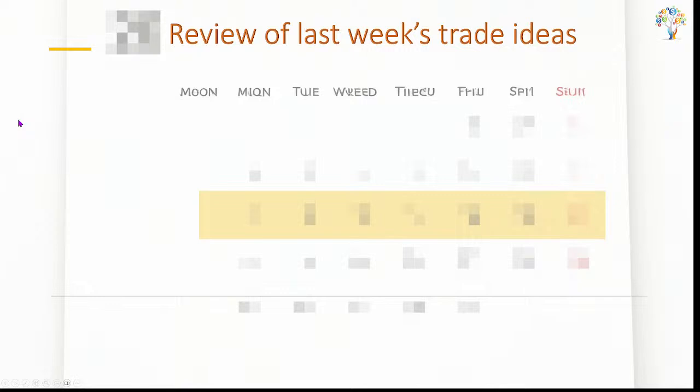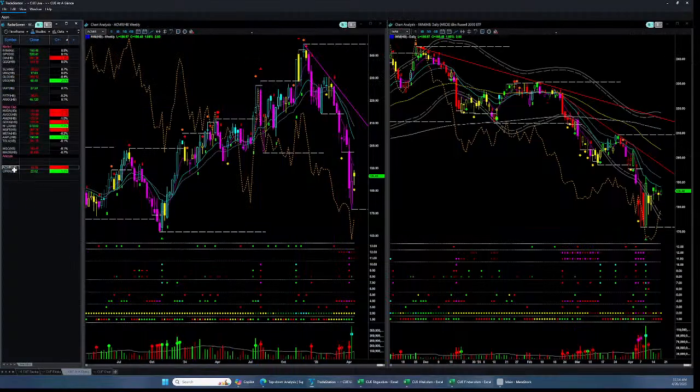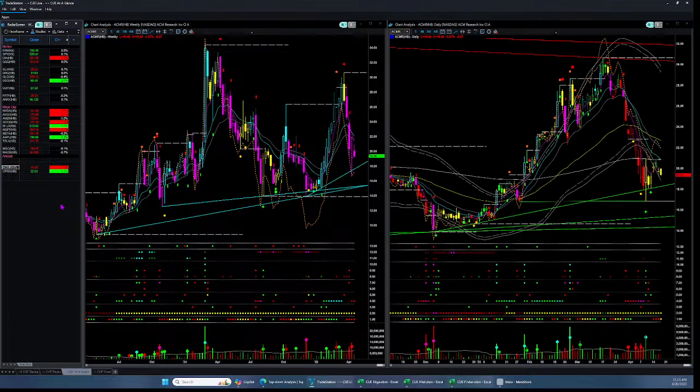Last week's trade ideas: I didn't share any trade ideas last week because of my market view. I did look at two stocks. One was ACMR, a semiconductor stock. Another one was a pharmaceutical stock, a healthcare stock.